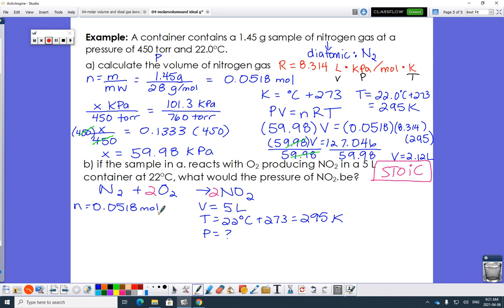If you choose to follow the format we've used before, putting the information under the substance that it goes with, so the 0.0518 is the moles of N2. But again, it will say stoichiometry is an application, blah, blah, blah. It's going to tell you that you have to use stoichiometry. Unlike before, where you would have had to read this question and say, okay, the sample in A is N2. Now I'm looking for NO2. Those are not the same. So you would have to do stoichiometry.